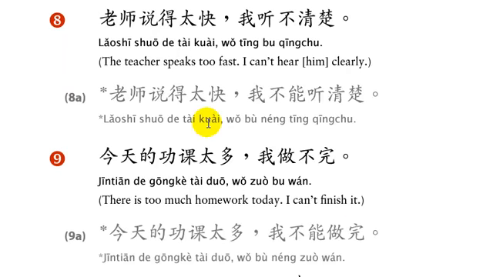Okay, let's look at this example. 老师说的太快，我听不清楚. Okay, the teacher speaks too fast. I can't hear him clearly. Right? 我听不清楚. Okay, so here's where this should be incorrect. 老师说的太快，我不能听清楚. Okay, this is wrong. All right, it doesn't convey the proper meaning. I can't listen clearly. This conveys the proper meaning. Okay, the teacher speaks too fast, so you can't hear.